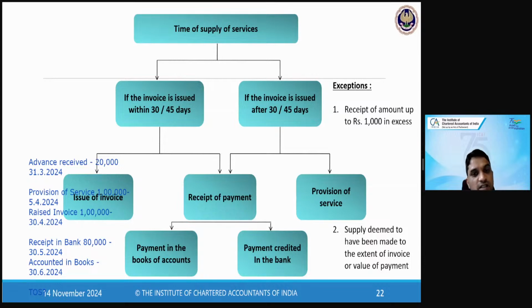Yeah, if advance received, say in this case, it is 1000 rupees. Then there you have an exception where receipt of an amount up to rupees 1000 in excess. If the advance is 1000 rupees, then the time of supply can be advance or issue of invoice, whichever is optional. So if you want to pay tax on advance, you can pay on 1000 rupees, and on the balance value, you can pay it at the time of raising the invoice, or at the time of receipt of that advance, you don't have to pay anything because it's below 1000 rupees. But at the time of issue of invoice, time of supply will be triggered even for the 1000 rupees.